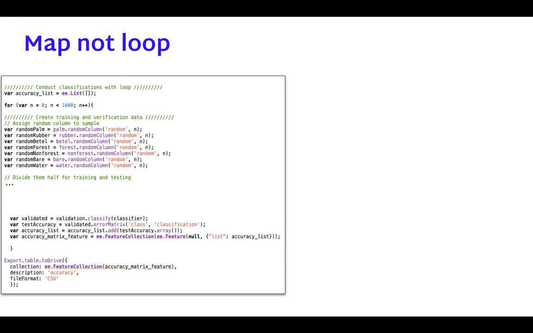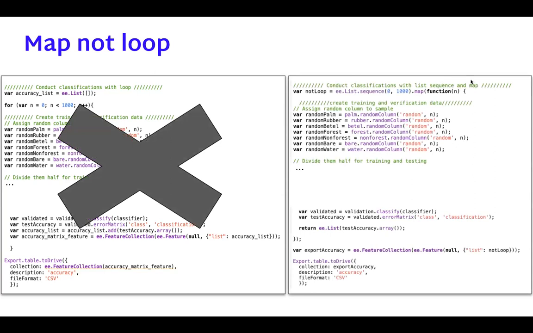So you want to run this on the server side. What that means on EarthEngine is you will use a map function, and for the list of number of times you want to run this, you will set it as list sequence in this case. So it's going to start with random seed 0 to 1,000. And then you wrap it as a list and you export to your Google Drive. So that's how you can get 1,000 runs of accuracy without any timeout.